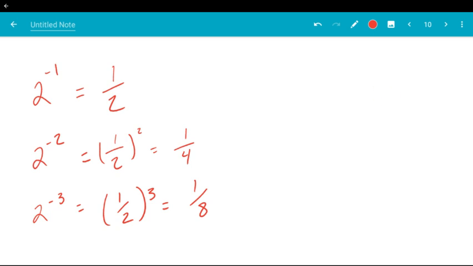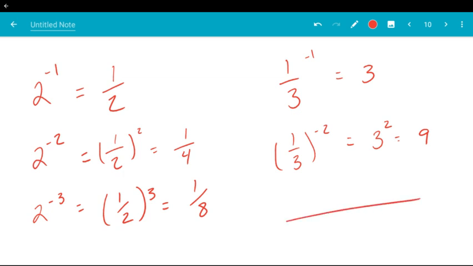If we already have a fraction, let's say 1/3, and we're raising that to the negative first power. Again, we just want the reciprocal. Well, what's the reciprocal of 1/3? 3. If it's 1/3 to the negative second power, the negative exponent means I want the reciprocal, and then I need to square it, so 9.